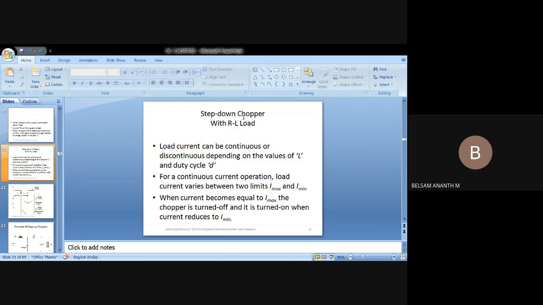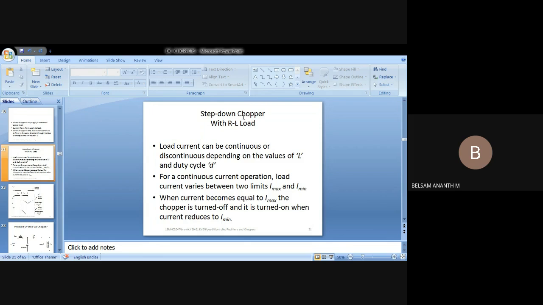So here, whether the load current is continuous or discontinuous depends on the value of your L as well as your duty cycle. Duty cycle depends on the on time and the off time. And second, for a continuous current operation, the load current varies between two limits. What are the two limits? One is the maximum current and the other is the minimum current. It depends on the discharging time, or on the duty cycle ratio.